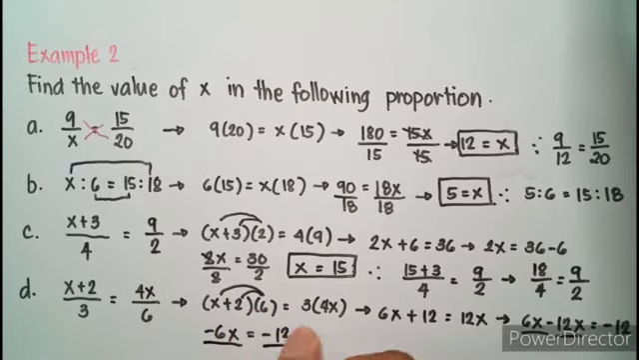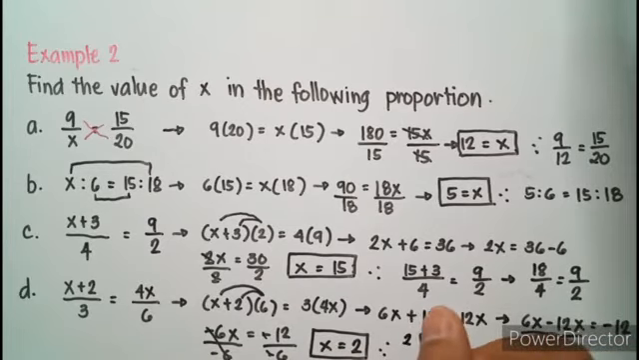Then divide both sides by negative 6. So cancel the negative. So x is equal to 12 divided by 6, that is 2. So our x is equal to 2. So therefore, that is 2 plus 2 over 3 is equal to 4 times 2 over 6. So that will become 4 over 3 is equal to 8 over 6.